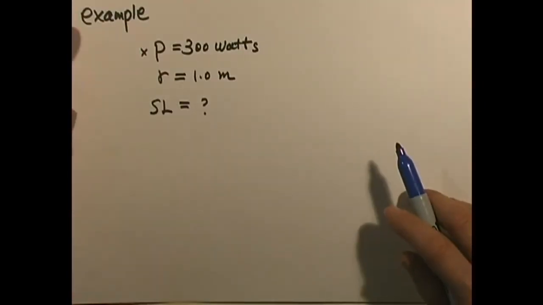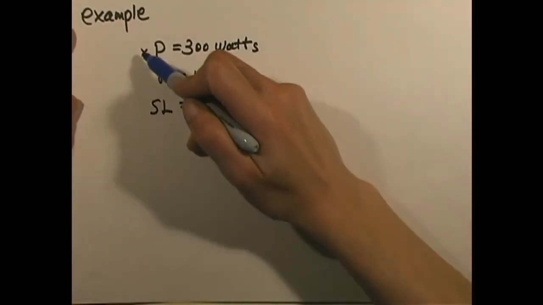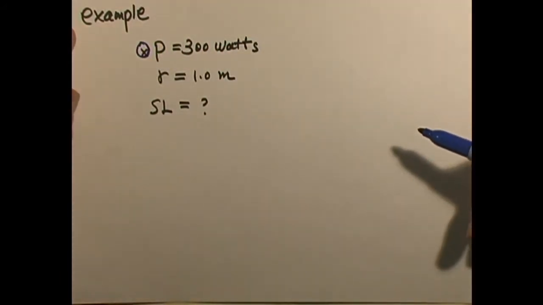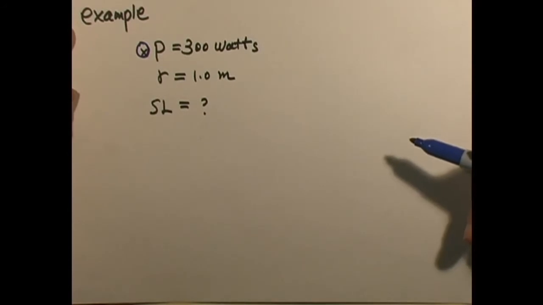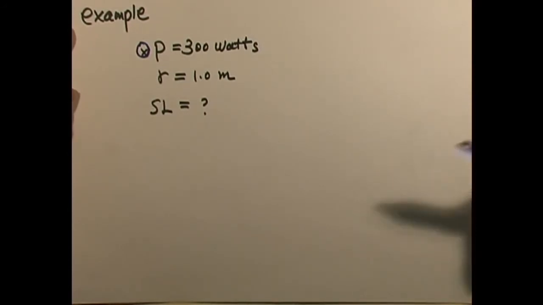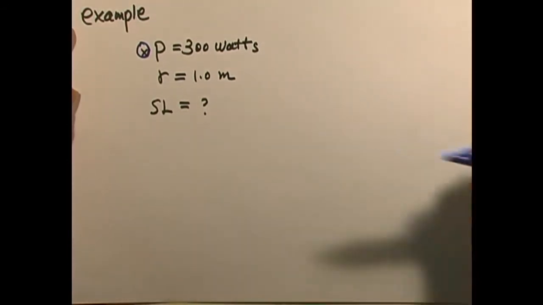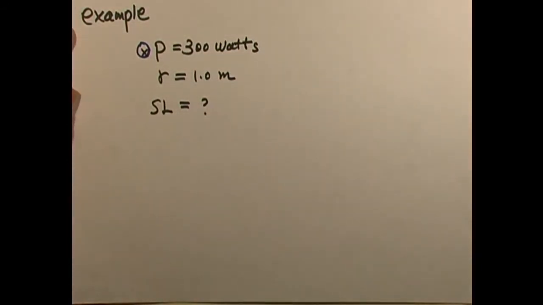Now let's take a look at an example problem. Say we have a source of power 300 watts. We want to know, if we stay that close to, say, a speaker of 300 watts, if it's 1 meter away, what will be the sound level? How do we do the calculation?